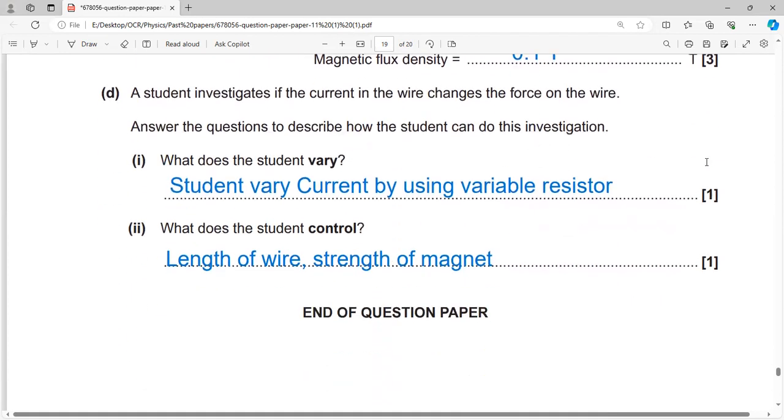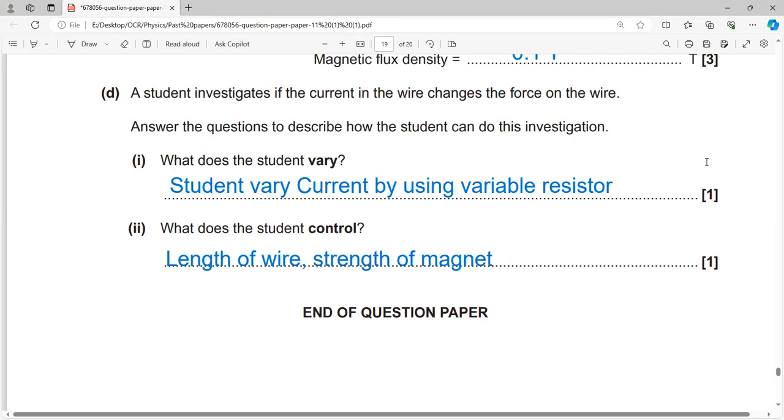We're going to proceed to the next question. A student investigated whether, if the current in the wire changes, the force on the wire also changes. Answer the questions to describe how the student can do this investigation. For example, if we are measuring the current here, whatever we are measuring or investigating should vary. So here the student varies the current by using a variable resistor, or you can use a different voltage of the battery or a different voltage of the cell. In this way, your current will vary.